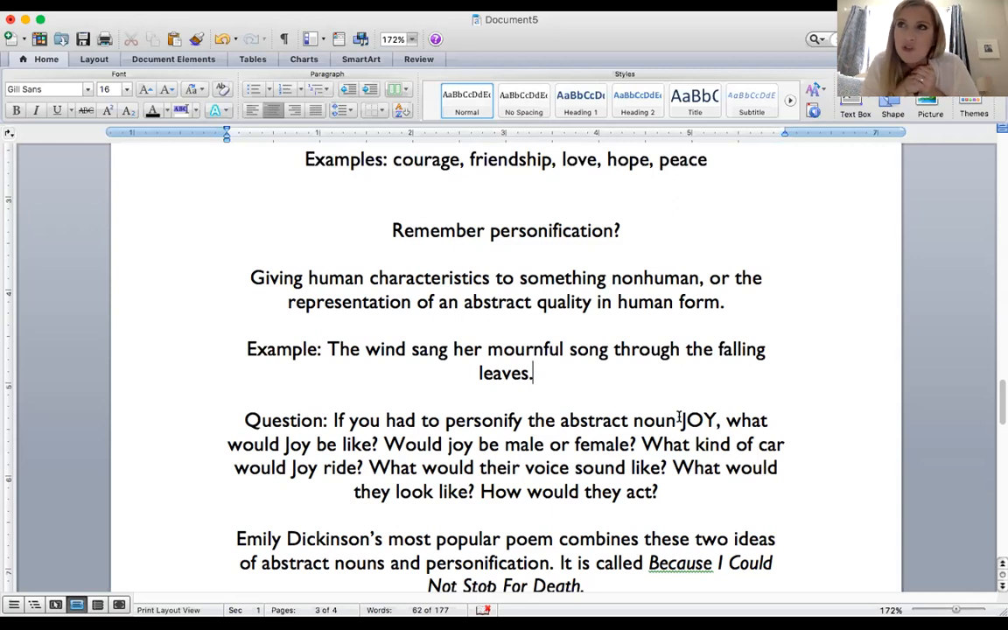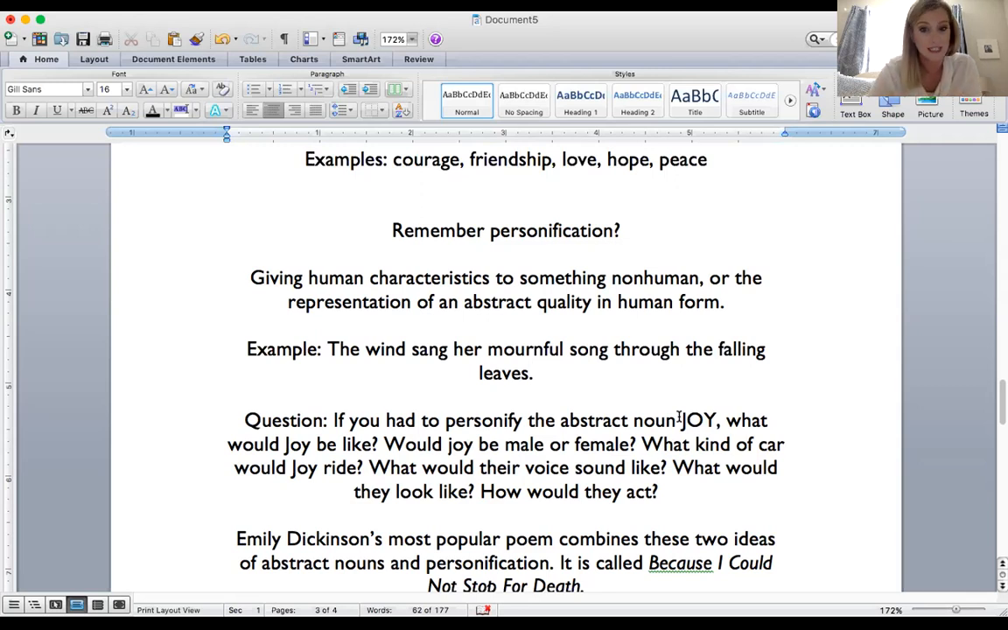Well, joy is an abstract noun that means extreme happiness, right? So joy might drive a convertible, right? A fun convertible car. Joy might have a very outgoing, loud personality, right? They would act positive, see the positive in every single situation, right? They're never down in the dumps.